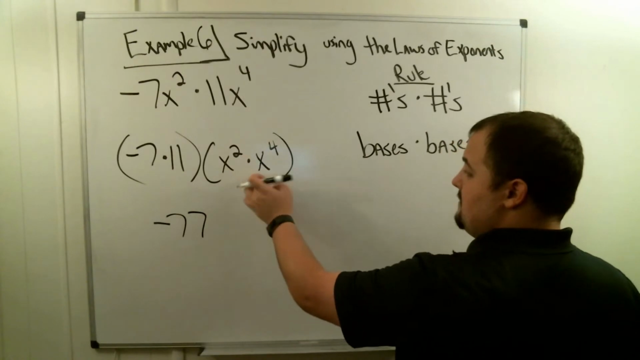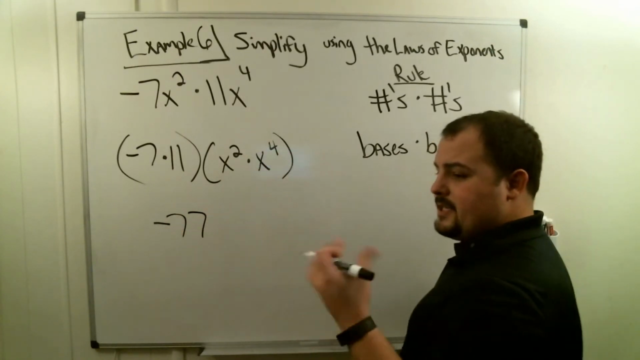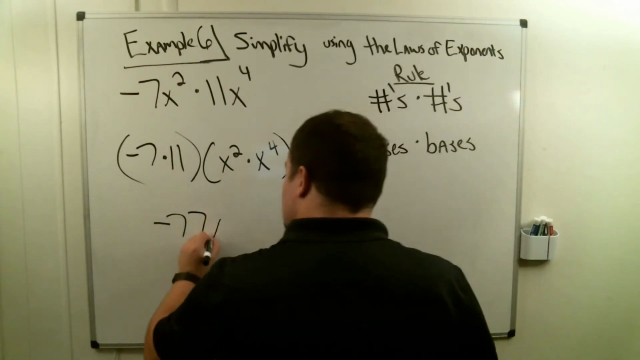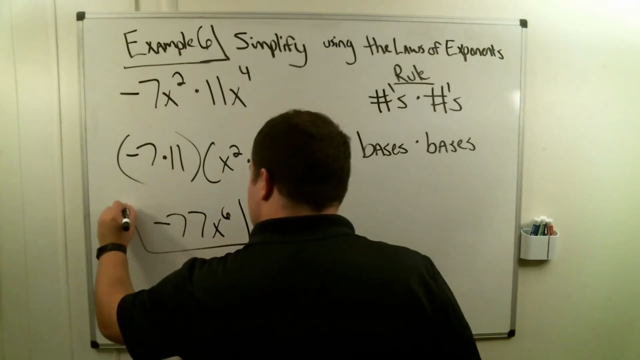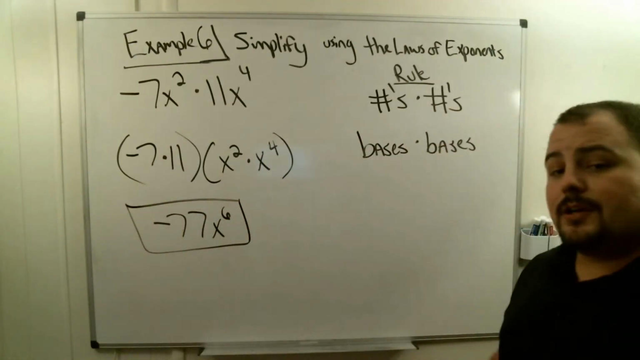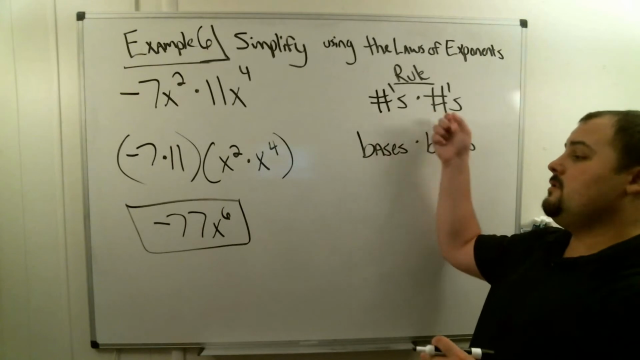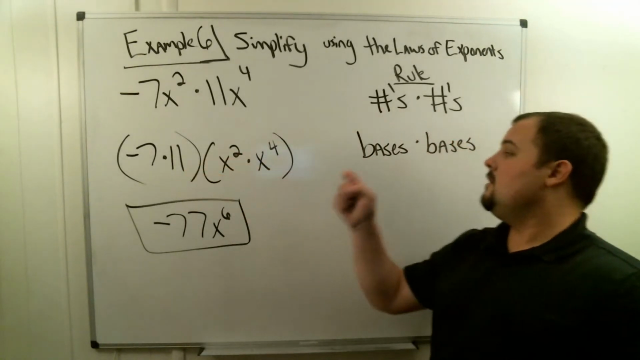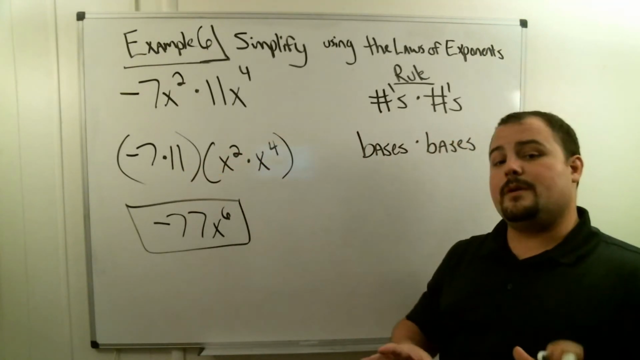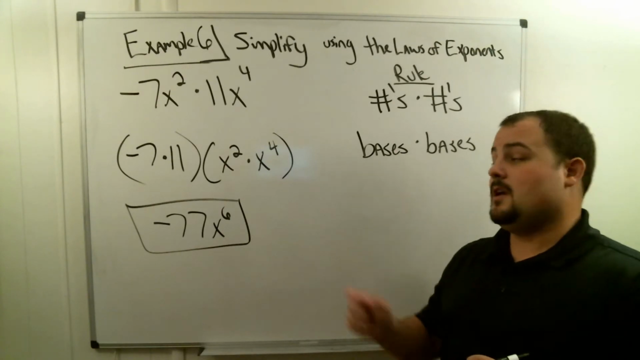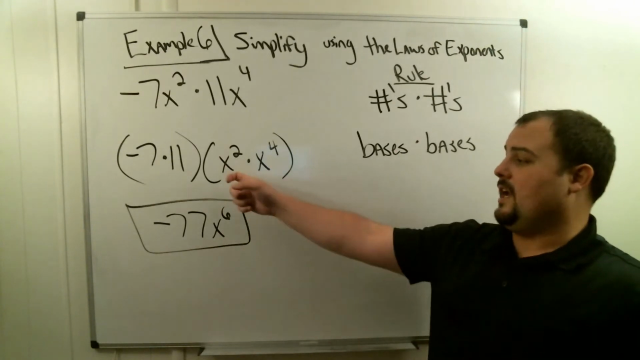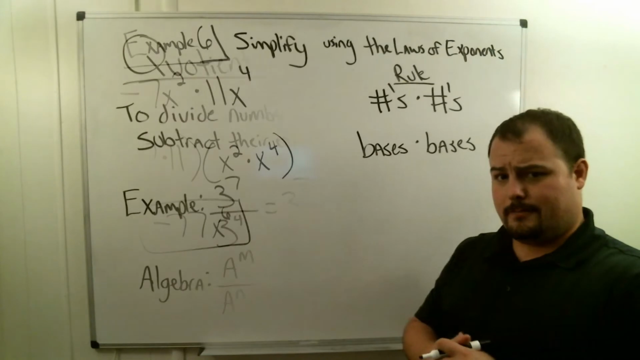X to the second power times x to the fourth power, again, based on everything we've done, that really is x to the sixth power. And this would be the answer to our problem. We did our numbers first, that's over here, and we did our bases second. And what I mean by bases is they still have to be the same in order to multiply them. So we have the same letter x, we're good to go.